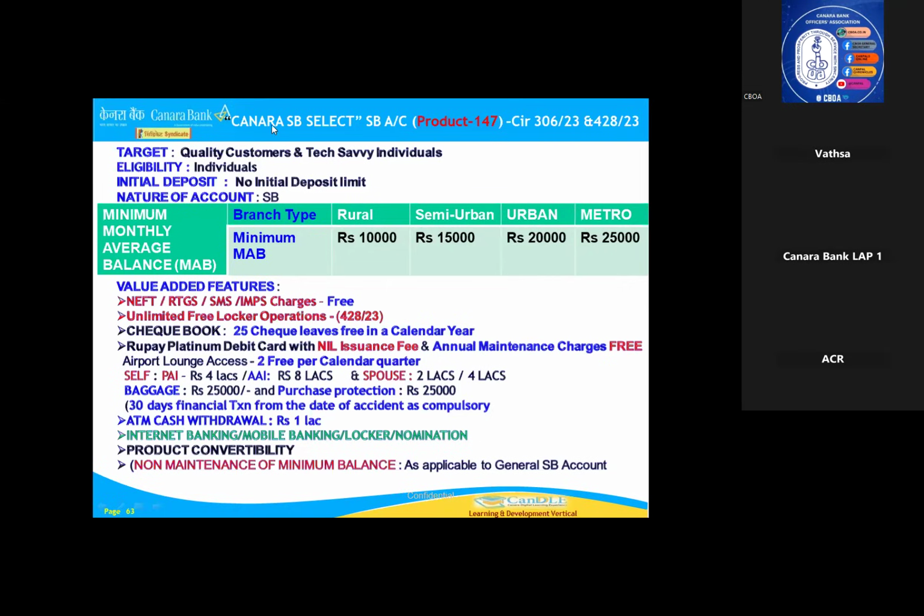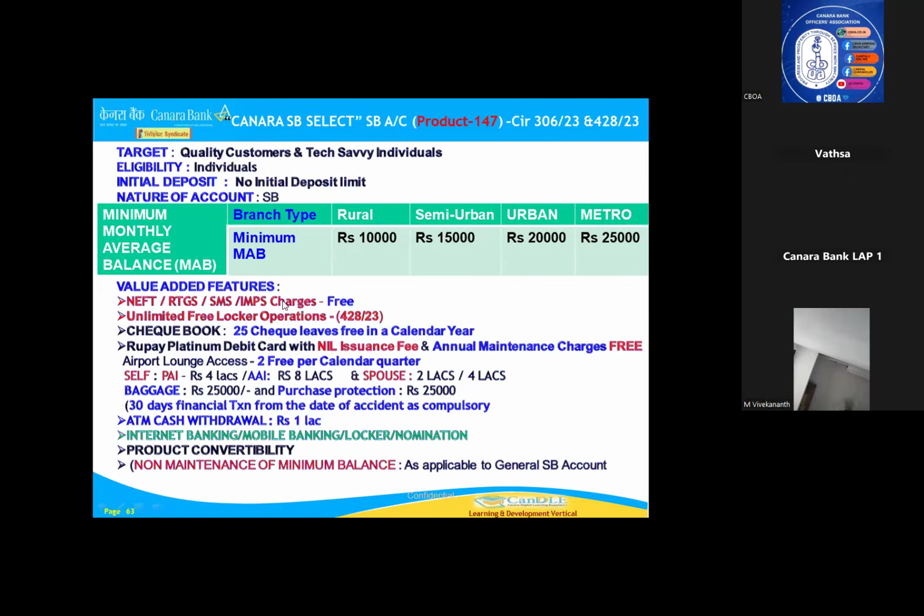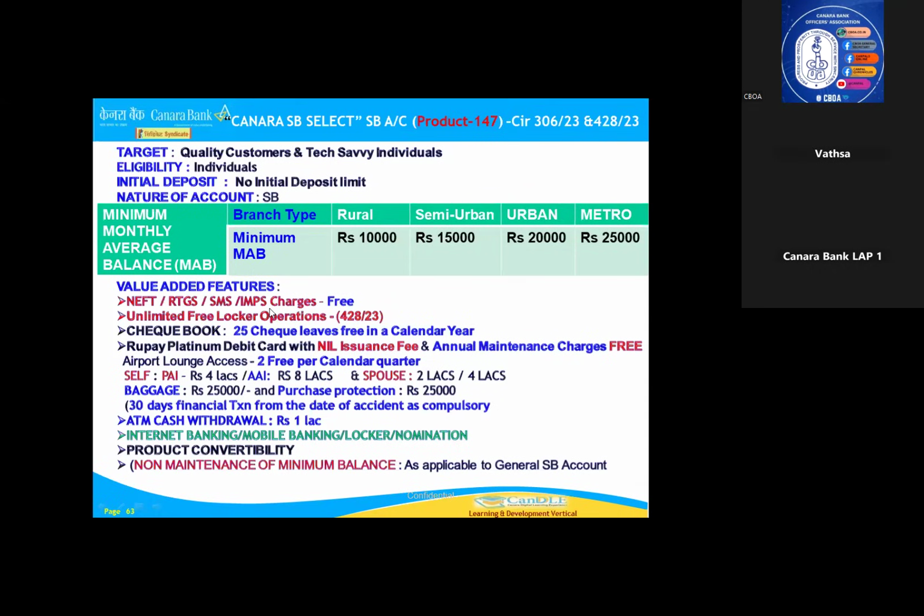Okay. SB Select product. The product code is 147. Sometimes they ask the product code also. So you should know what the product code is. Okay. And what are the value added services for this? NEFT, RTGS, SMS, IMPS charges free.